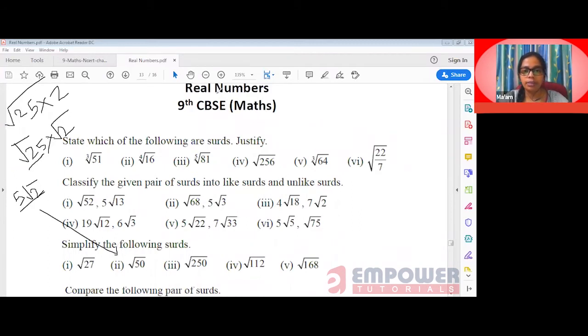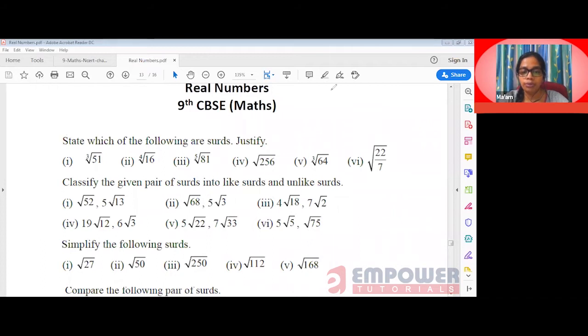Now tell me the simplified form of root 250. Yes, anyone? So basically you have to factorize the number which is present under the root sign. Okay, and then you have to look for the perfect square, so that you can transfer that number outside your square root form. Okay, and that will be the simplified form of your given surd.